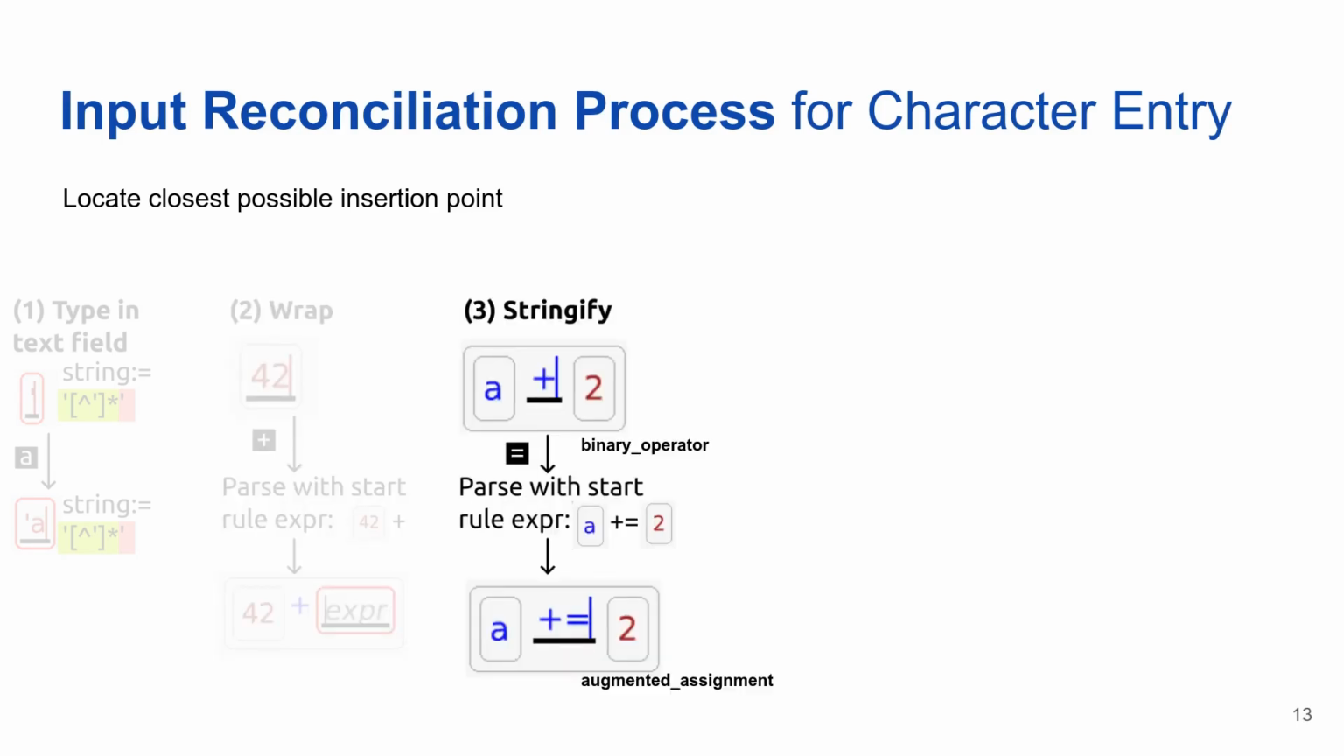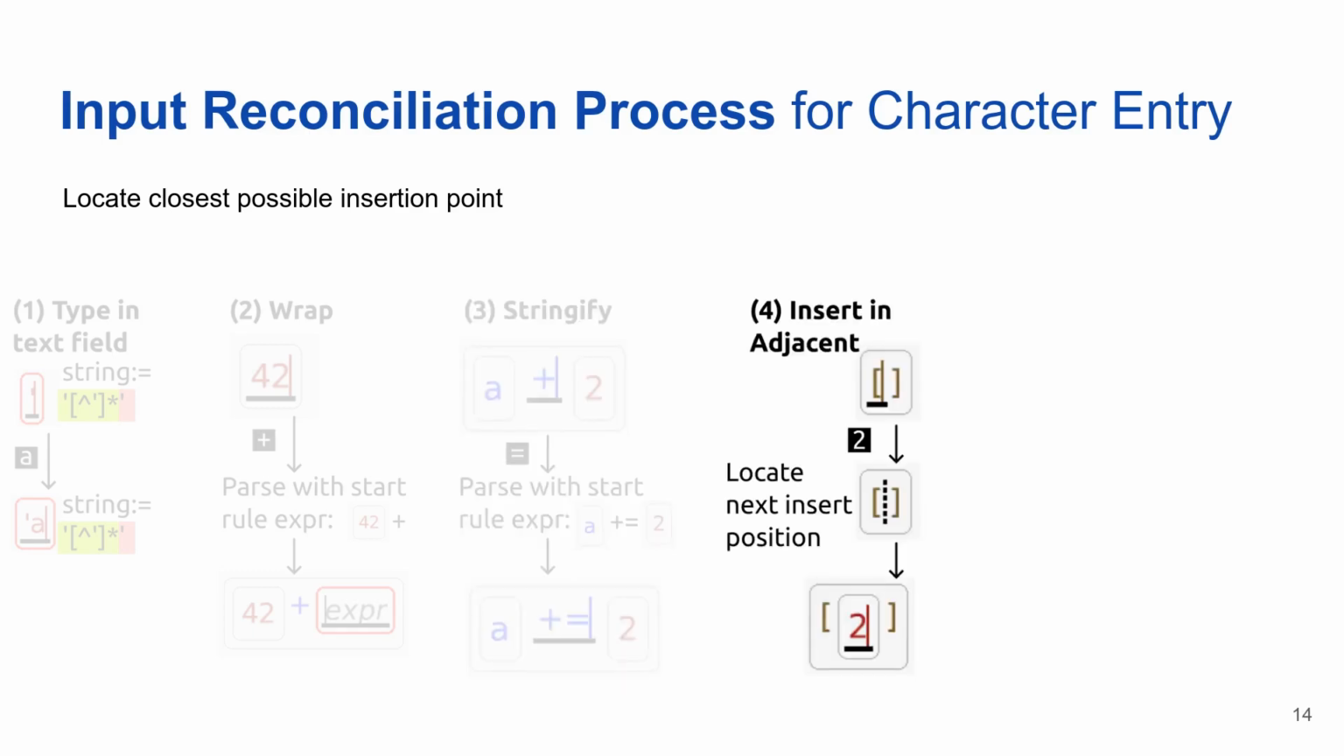If this also fails, for example, if we're on the plus sign and we're adding an equal sign, then we're currently a binary operator, but we're actually stringifying, meaning we remove the meaning of being a binary operator and ask it to reinterpret it because the previous steps did not work out, and find that indeed we can turn the pieces that we have obtained into an augmented assignment instead. If this is also not possible, for example here when we inserted number 2 onto the closing parentheses, we look to the right and try to locate the next insert position in the grammar, for example an optional field or repeat, and expand it here into its own number block.